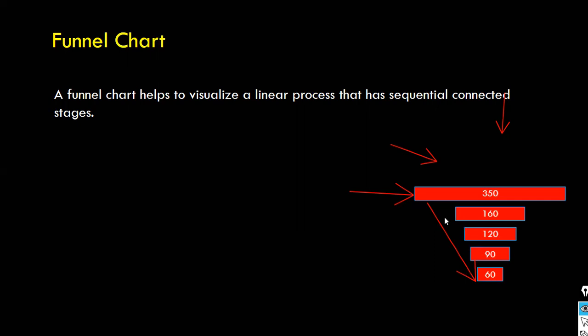With this, you can understand the various stages in your sales funnel, and it can help you see in each stage how many leads or customers dropped off. So it helps us to reveal the bottlenecks in a linear process. In this case, 120, 90, do we have any bottleneck here? From 350 to 160, there is almost a 50% drop in leads. So why is that?